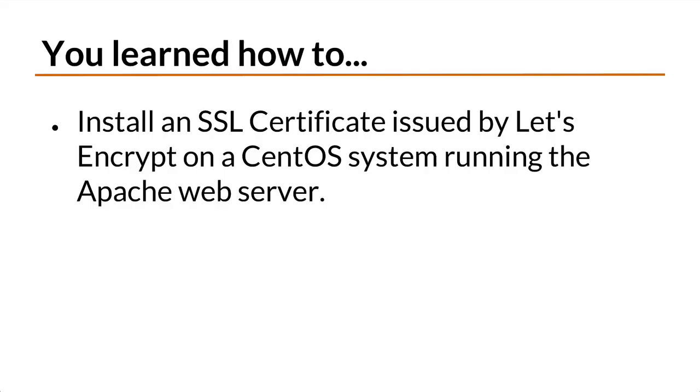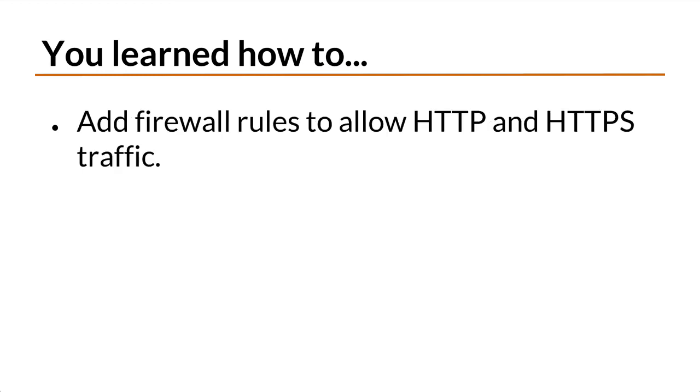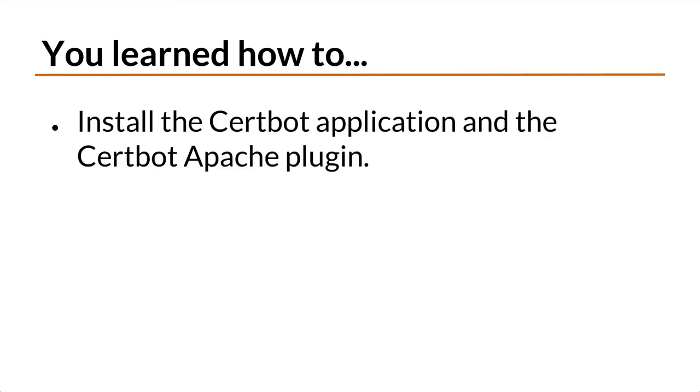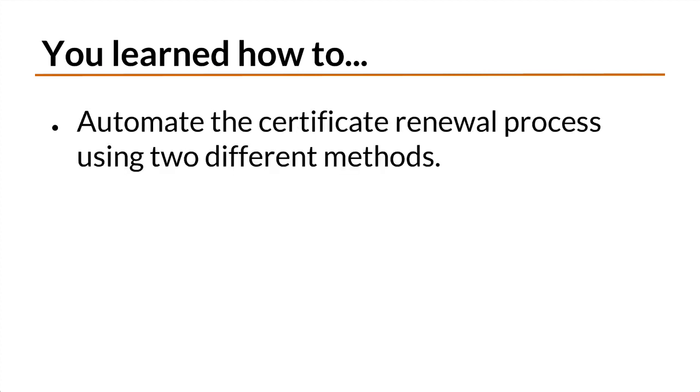In this tutorial, you learned how to install an SSL certificate issued by Let's Encrypt on a CentOS system running the Apache web server. You started out by installing the Apache web server and mod_ssl for SSL support. From there, you added firewall rules to allow HTTP and HTTPS traffic. Next, you enabled the EPEL repository by installing the epel-release package. That enabled you to install the certbot application as well as the Apache certbot plugin. You then created and installed an SSL certificate using the certbot utility. Finally, you automated the certificate renewal process so that your site is never without a valid SSL certificate.